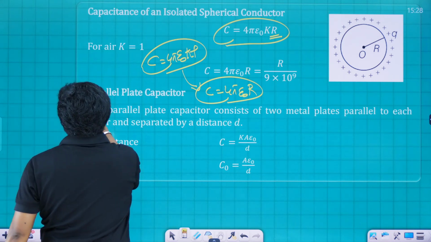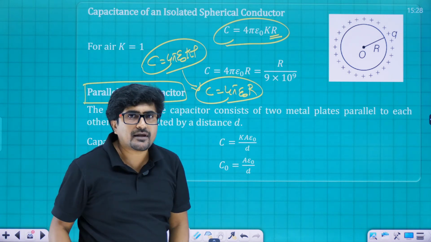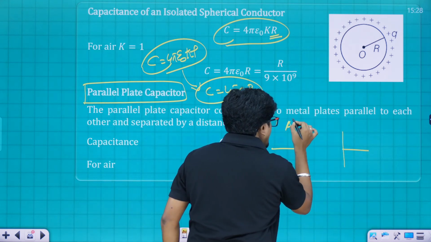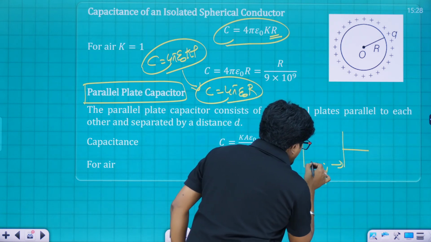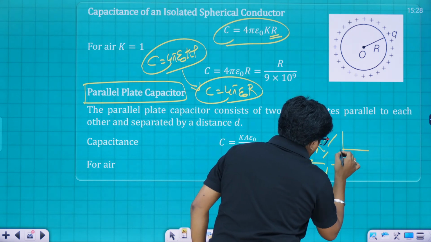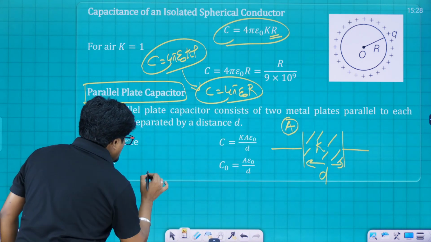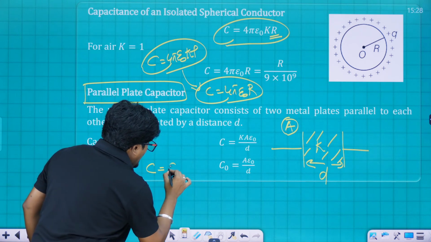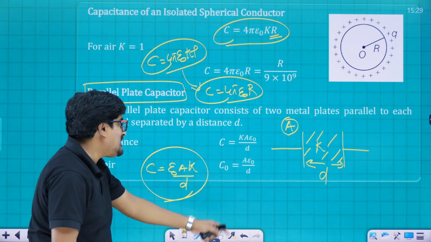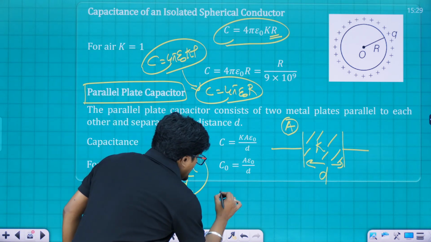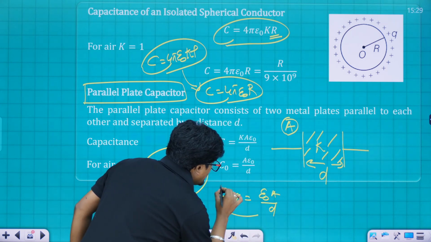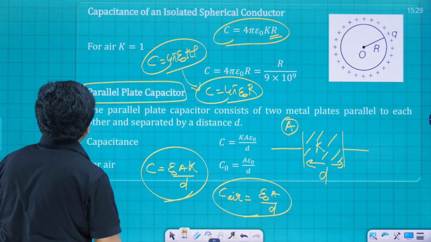And if we have a parallel plate capacitor, that means one plate is like this and another plate is like this. Area of this plate is capital A. Distance of separation between them is small letter d, and I have a dielectric K filled in between. Then the capacitance of this arrangement is epsilon naught A K by d. And if it is air, definitely K is going to be 1. So if the medium is air, it's epsilon naught A by d. Was that okay? Moving to the next.